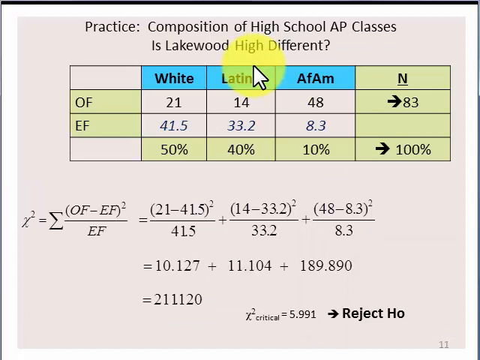All right, that's it for the goodness of fit, and next lecture we'll tackle the test for independence, the second kind of chi-squared that we're going to learn. I hope you enjoyed.